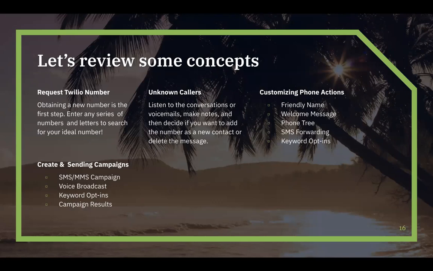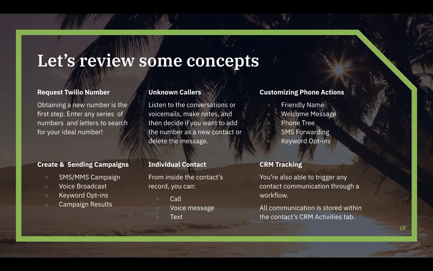Next, you can create and send campaigns. So this can be an SMS or MMS campaign, a voice broadcast. They can include keyword opt-ins, and then you can see all the campaign results on who responded and saw your text. Then on an individual level from inside the contact record, you can call them, send a voice message, as well as text that contact from their CRM. And then tracking as well. All communication is stored within the contact CRM activity tabs. If you want to send other triggers, you could do this through a workflow. That would be on a next webinar, so keep your eye out.